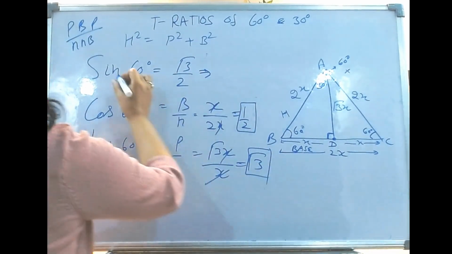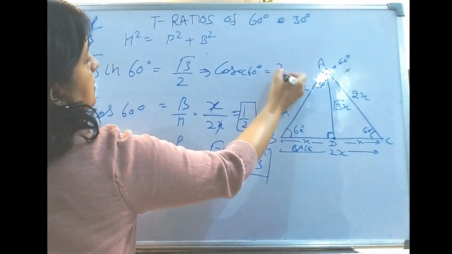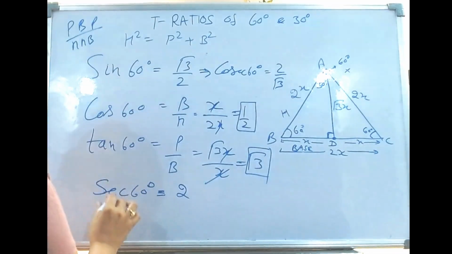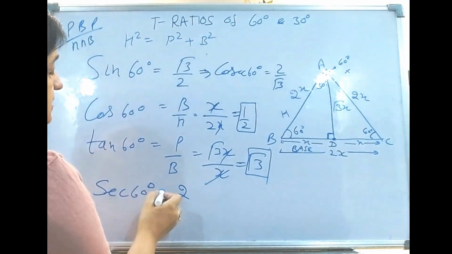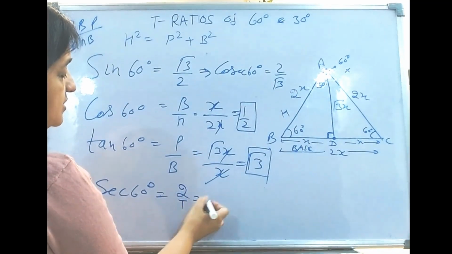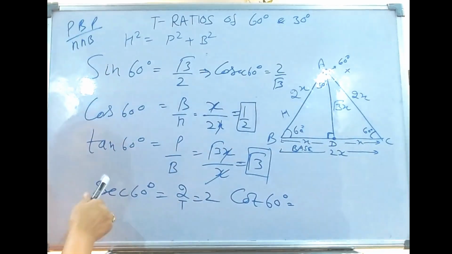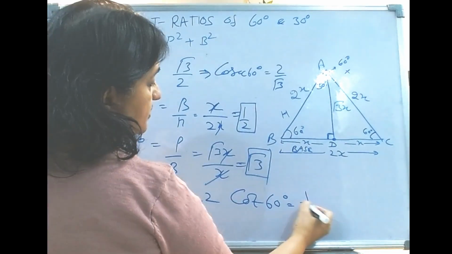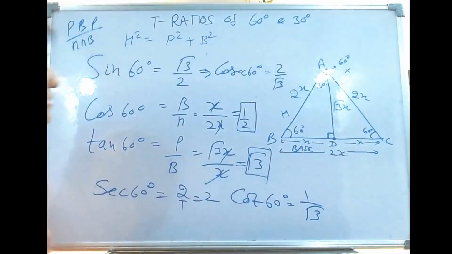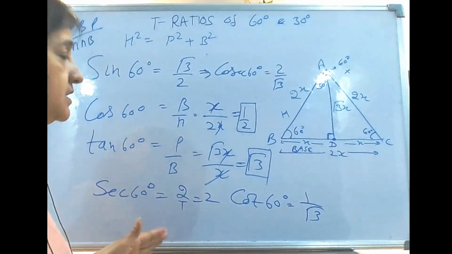Now cosec 60 is going to be the reciprocal of this, 2 by root 3. Sec 60 degrees is nothing but the reciprocal of cos 60 degrees, that is 2 by 1, means 2, and cot 60 degrees is the reciprocal of tan 60 degrees, that is 1 by root 3. So like this we can prove trigonometric ratios for 60 degrees geometrically. Hope it's clear.